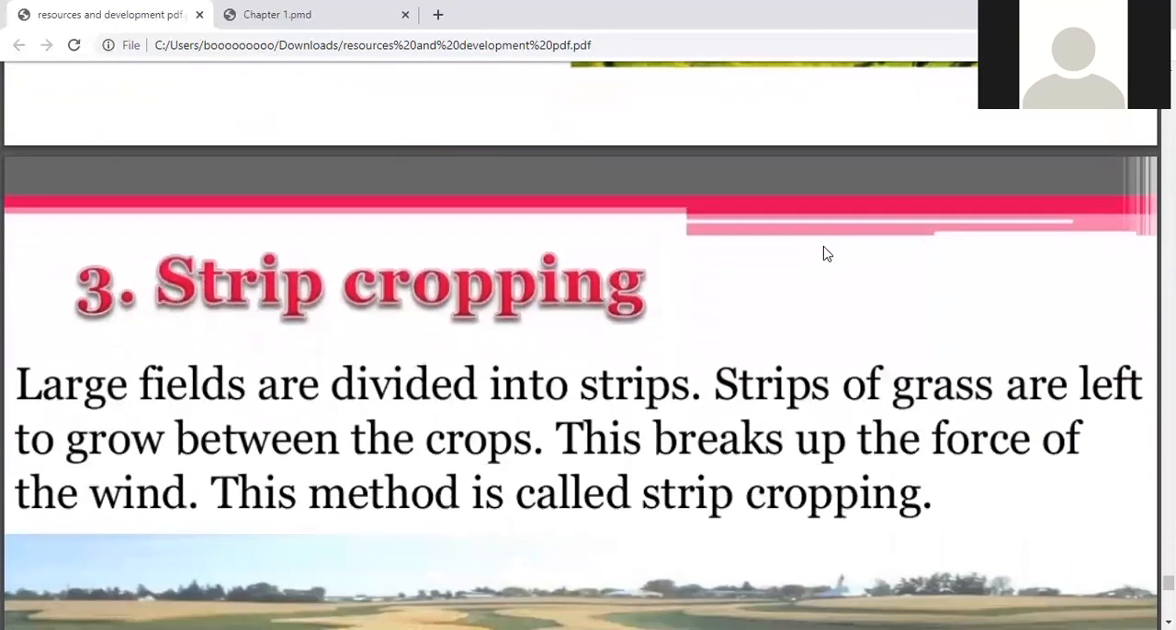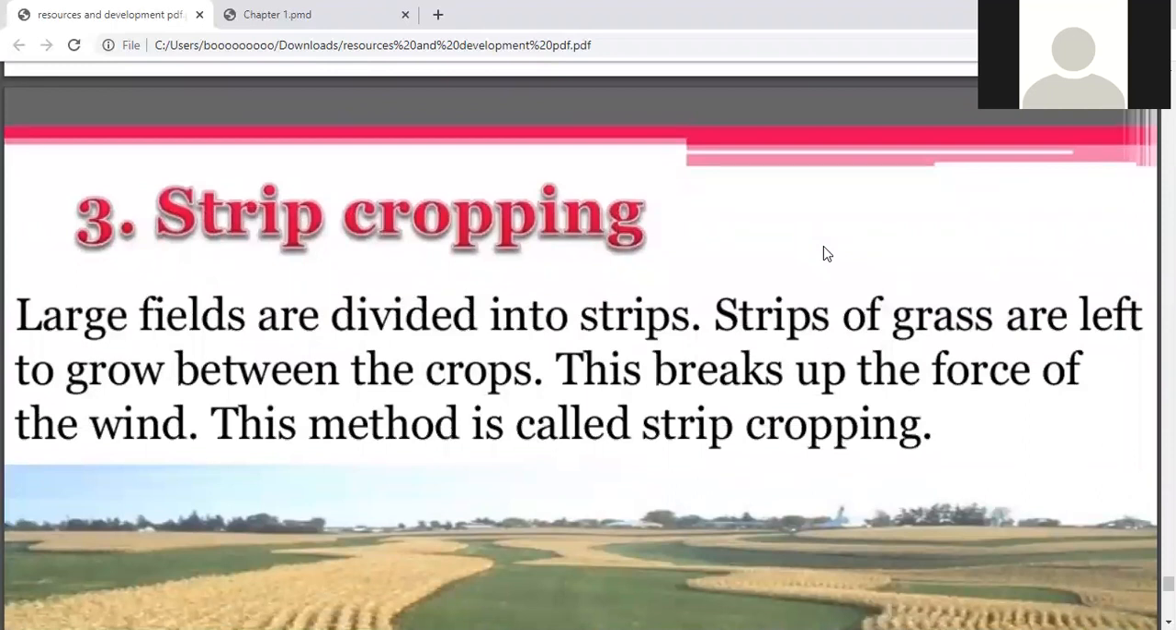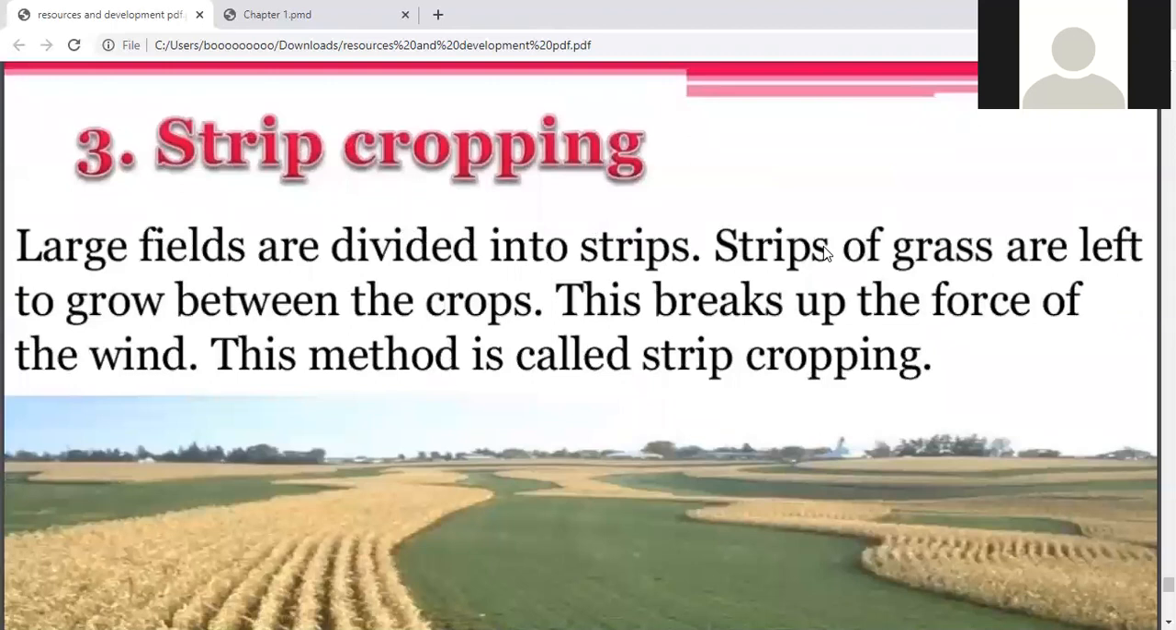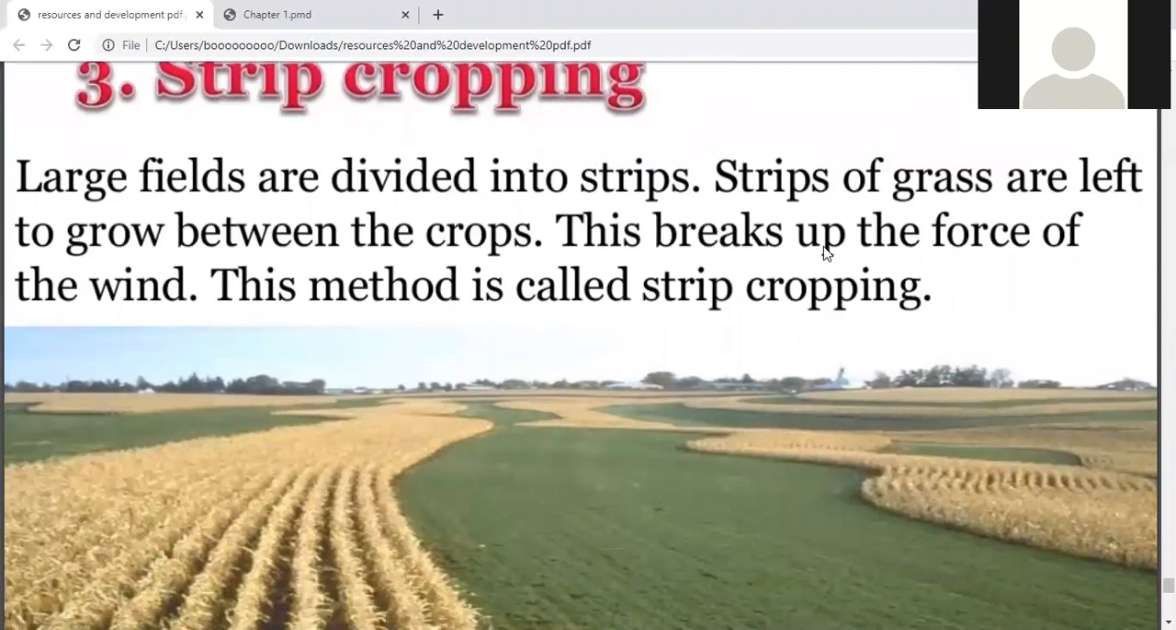Next, the third type. All these are related to farming, meaning appropriate and suitable farming techniques can protect the soil from erosion. Third is strip cropping. Large fields are divided into strips. Strips of grass are left to grow between the crops. See, there are strips of land and grasses are left to grow between the crops.